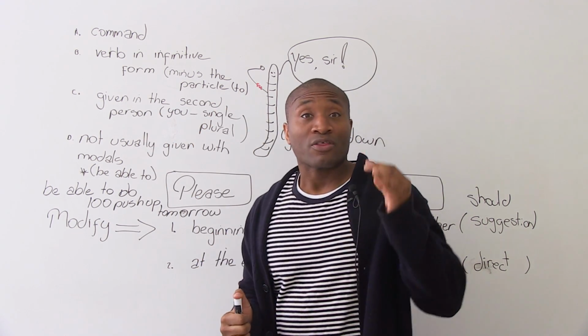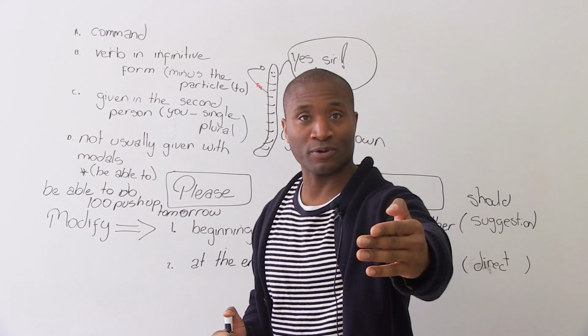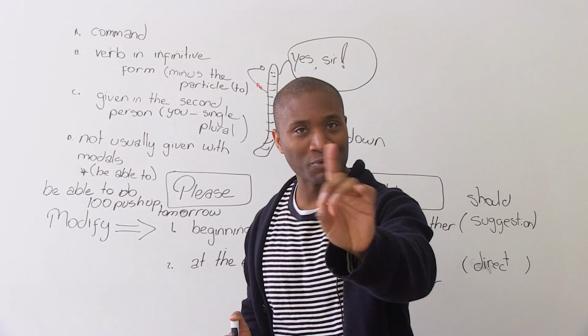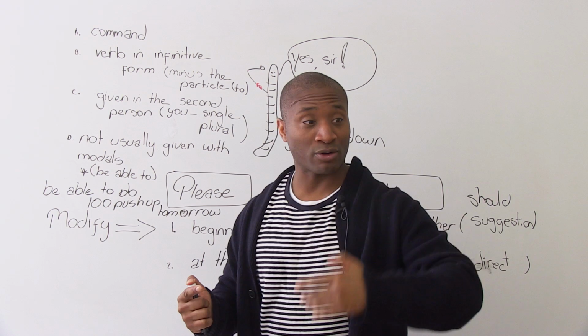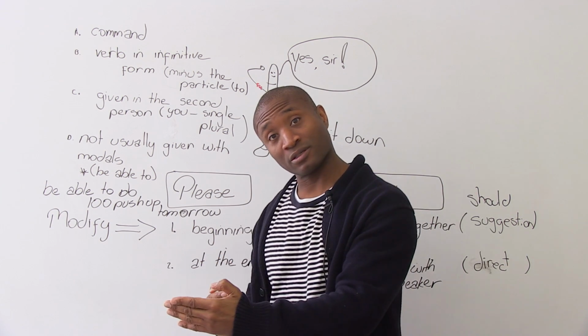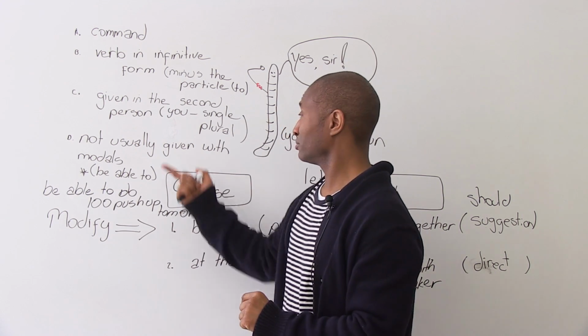Next, remember, the imperative is given in the second person. It's always about the other person. That's not true because today we just learned something new, right? But generally put, it's you sit down, you be quiet, you do this, right? You say do it now, you mean you do it now, right?